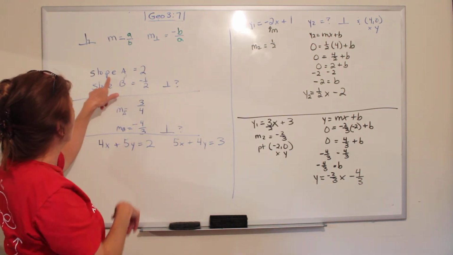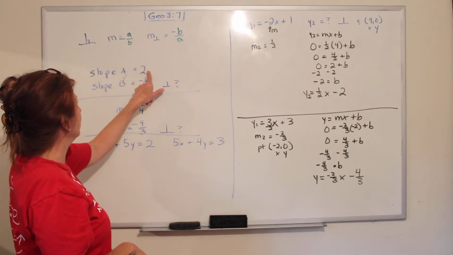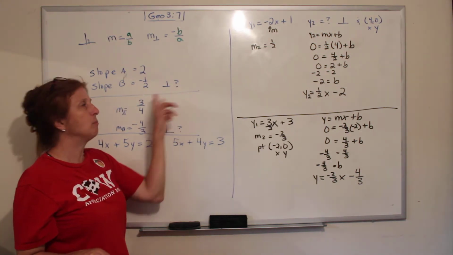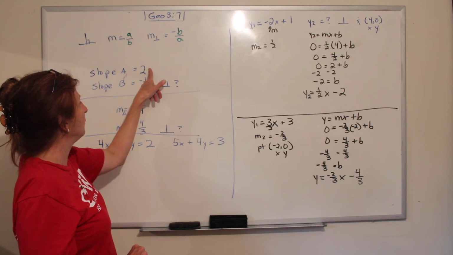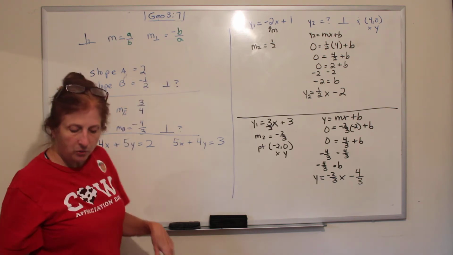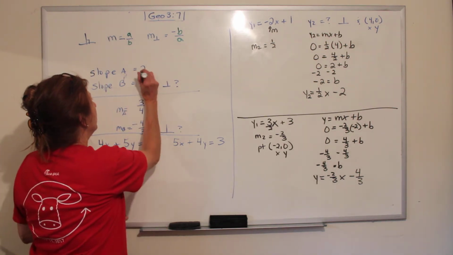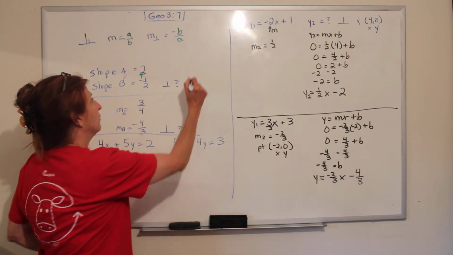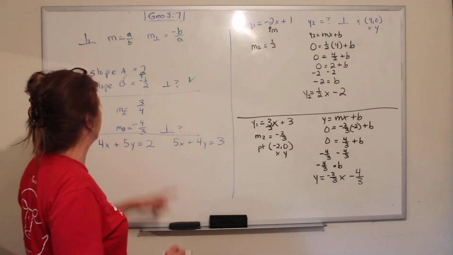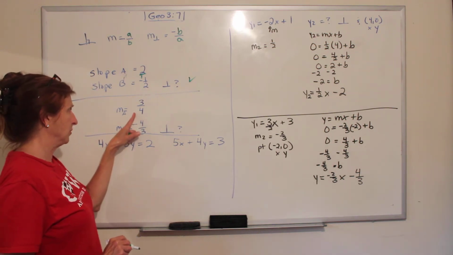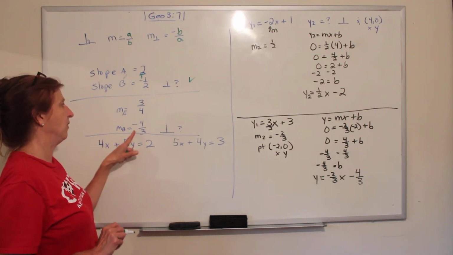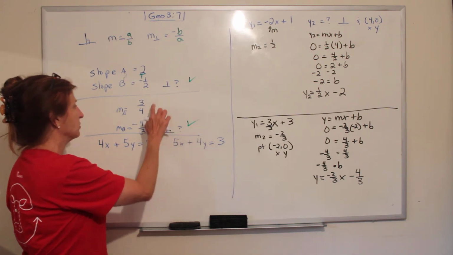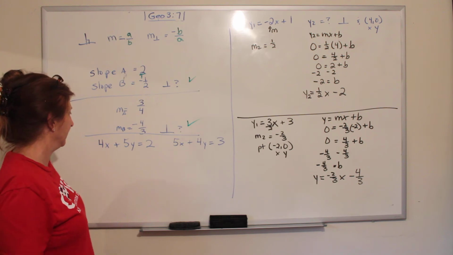Okay, so this slope for a is 2, slope b is negative 1/2. Are they perpendicular? Well, if you flip 2, there's an understood 1 underneath it. If you flip it and then change the sign, you get negative 1/2. Yay! They're perpendicular. This one, the first slope is 3/4. The second one is negative 4/3. Are they perpendicular? Yes, they are, because we flipped it and changed the sign.